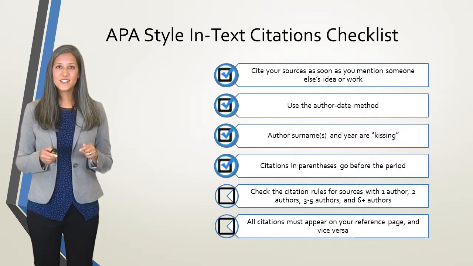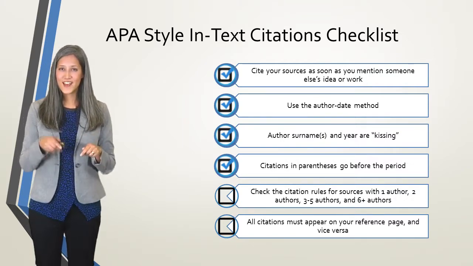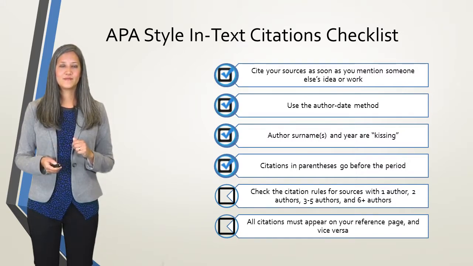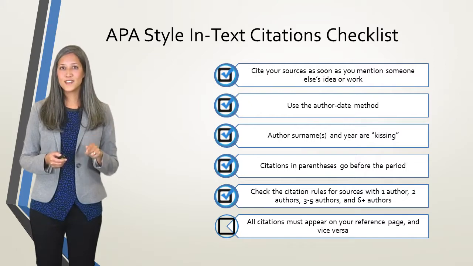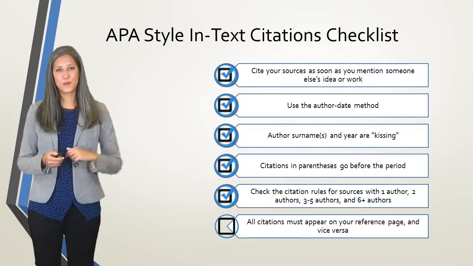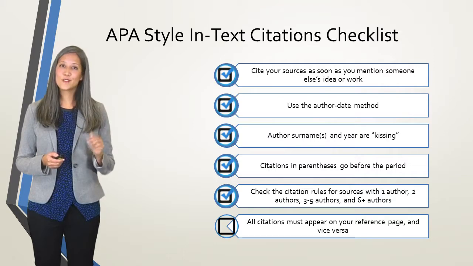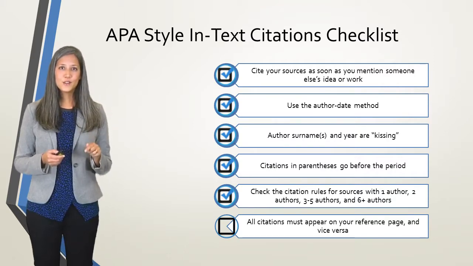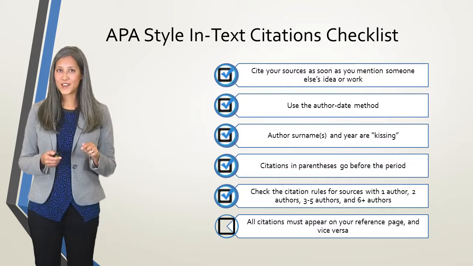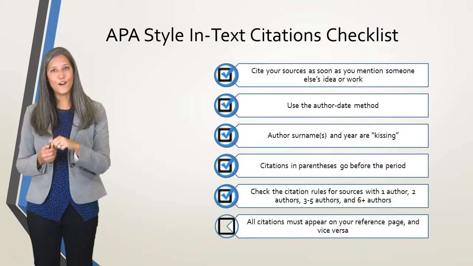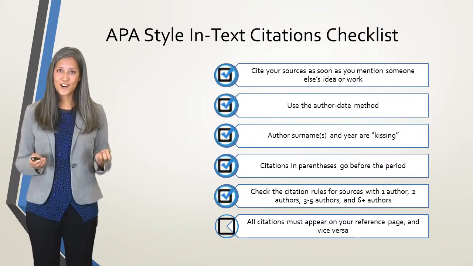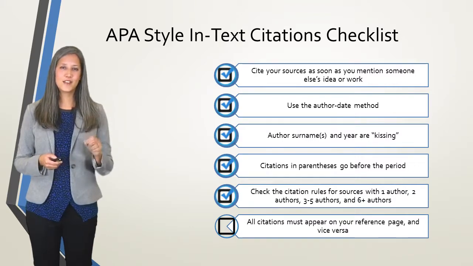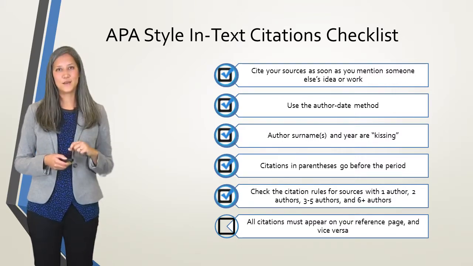Citations that are in parentheses go before the period at the end of the sentence. For sources with 1 or 2 authors, always list the authors' last names throughout the paper. For sources with 3 to 5 authors, use the authors' last names the first time you cite it, mention all of them, but then switch to using et al. for the rest of the paper. For sources with 6 or more authors, use et al. the first time you cite that study and every other time you cite that study.